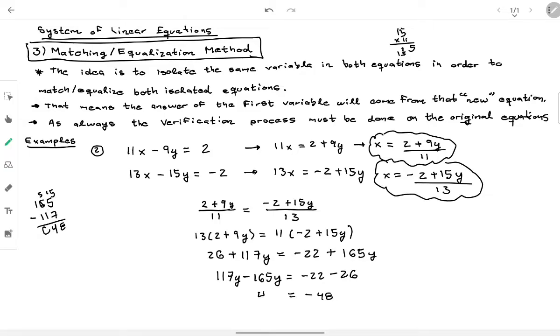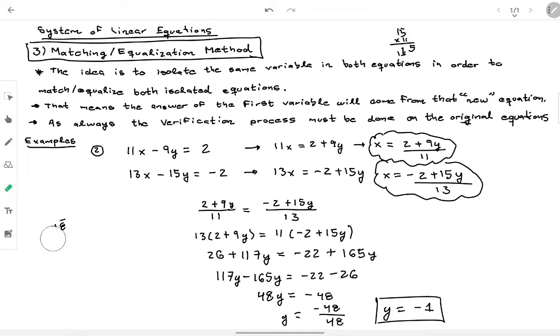It's going to be 48y. y equals minus 48 divided by 48. That means y equals minus 1. So we have already the value of y. Let's see the value of x.